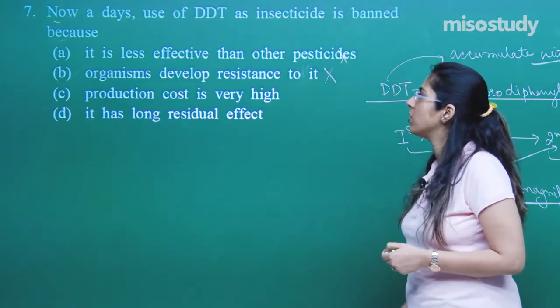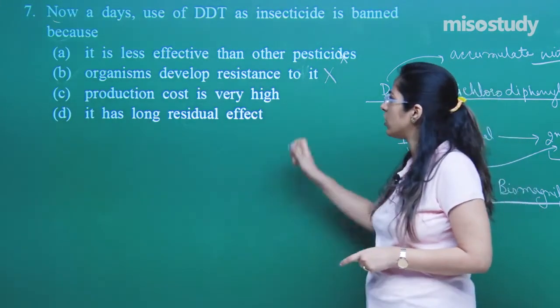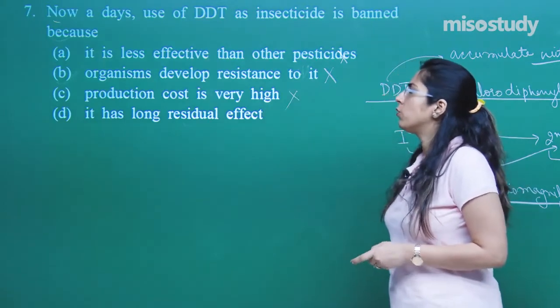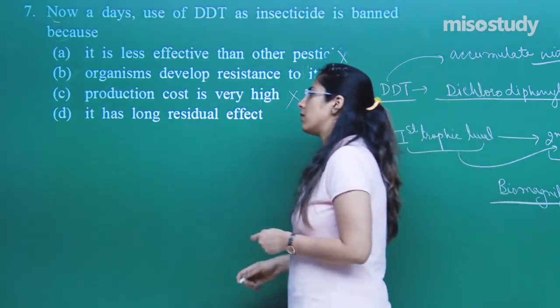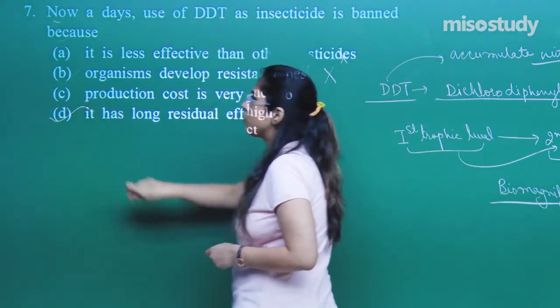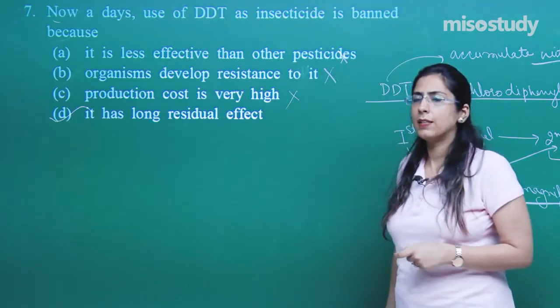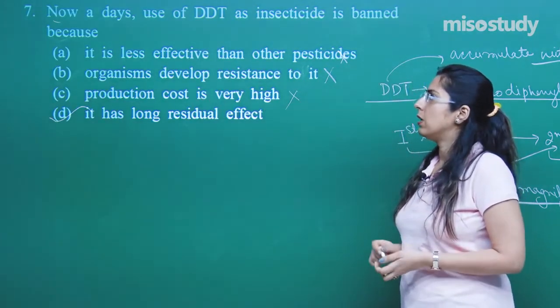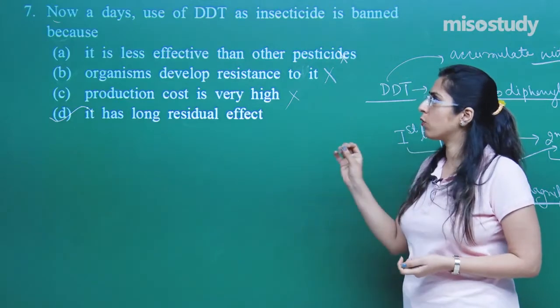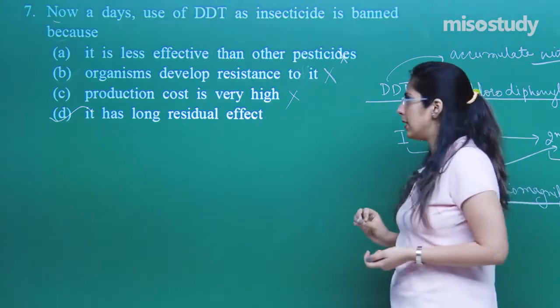Next we have, production cost is very high. No, this was very cheap in fact. So, it has a long residual effect. This is a major problem which was associated with DDT, that's why it is banned. Let's talk about the next question. So for question number 7, the correct option is D.